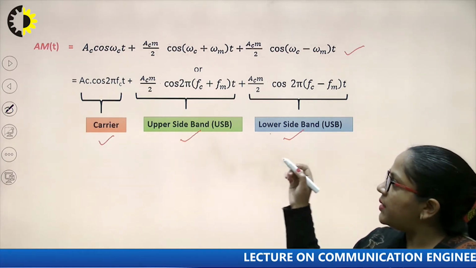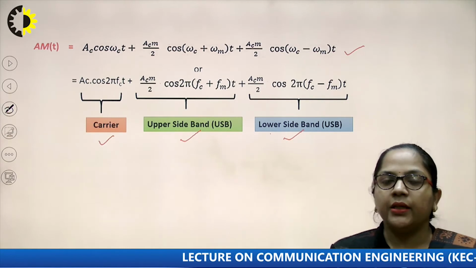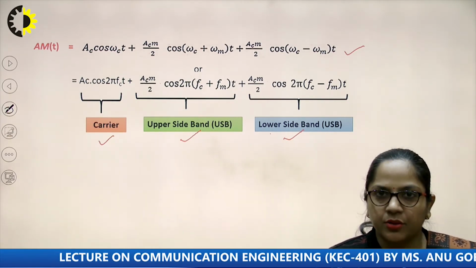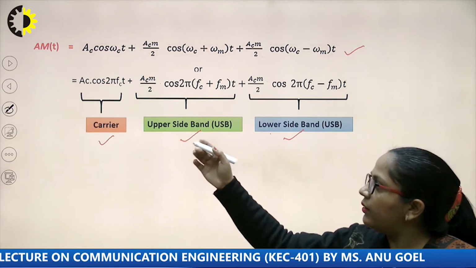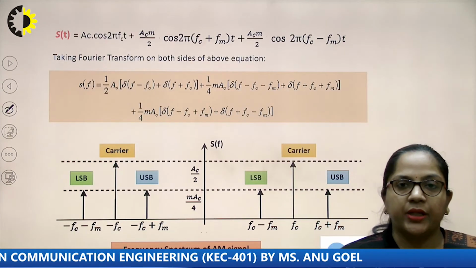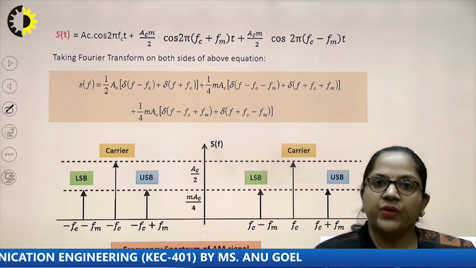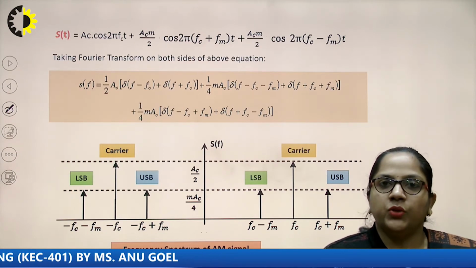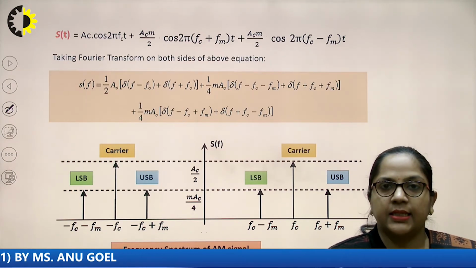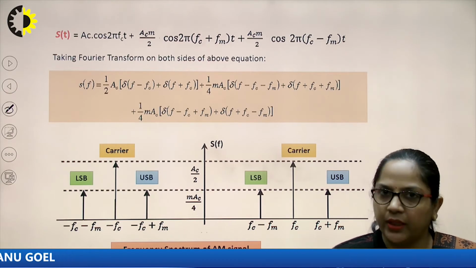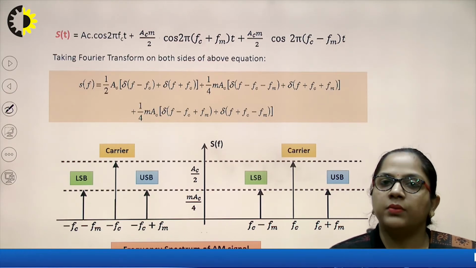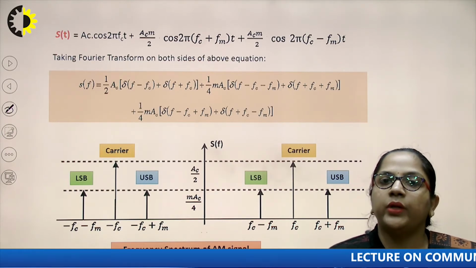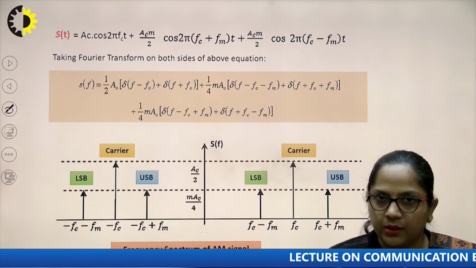We can represent this expression of the amplitude modulated waveform in frequency domain also. How can we represent this time domain expression in frequency domain? As we have discussed in the first few lectures, we can perform two types of analysis of a signal, that is time domain analysis and frequency domain analysis. If we want to perform the frequency domain analysis of a time domain signal, then we need to take the Fourier transform of that particular signal.